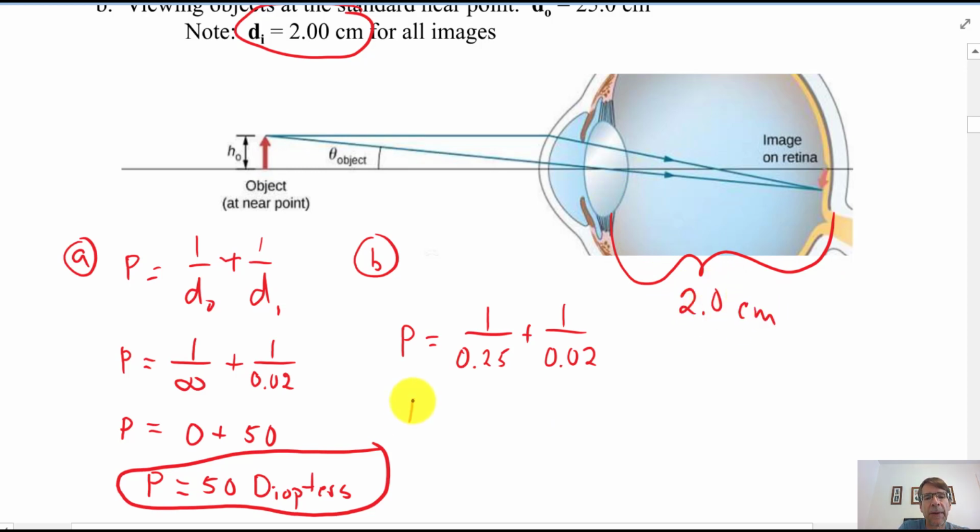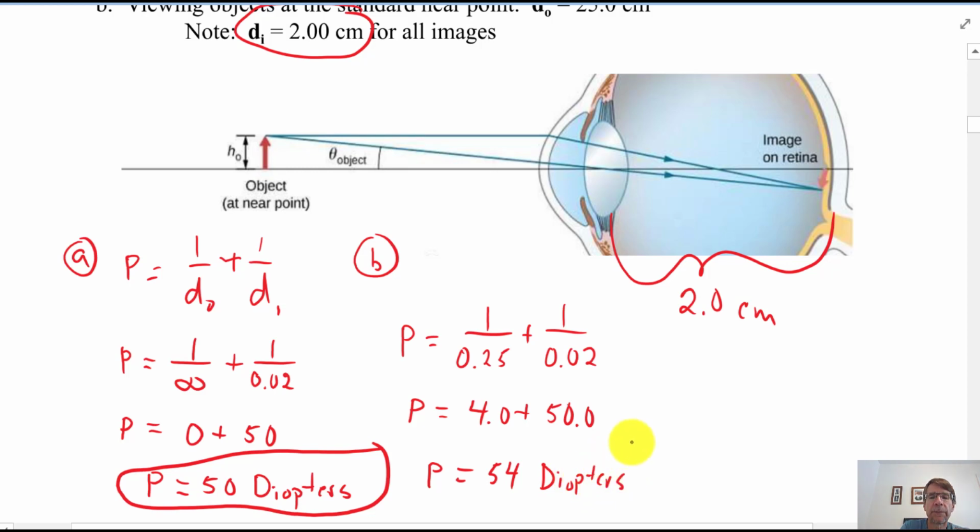So now the power, 1 over 0.25 is 4.0 plus 50.0. I'm adding sig figs this time. I could have said that in the first one, 50.0 as well. But that comes out to be 54. I'll just go back to 2 sig figs. 54 diopters, capital D.